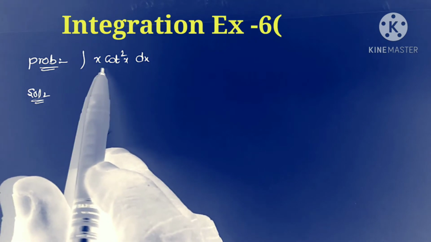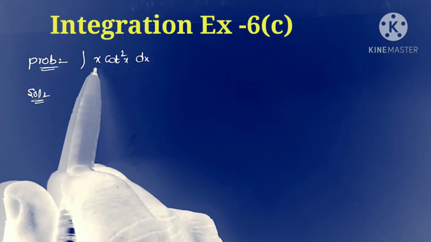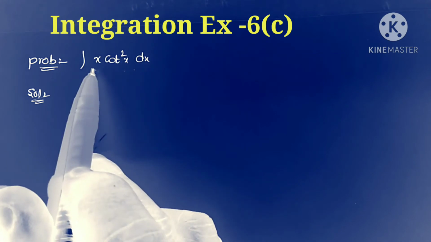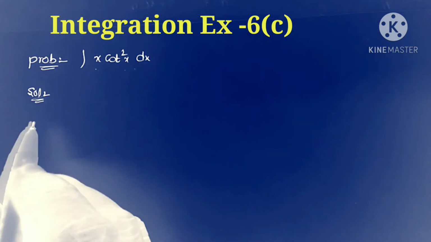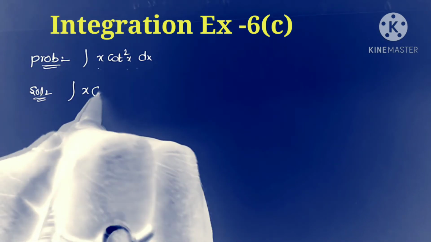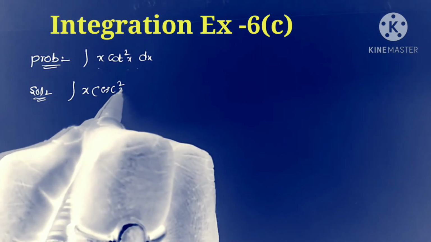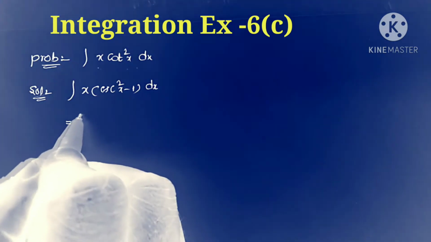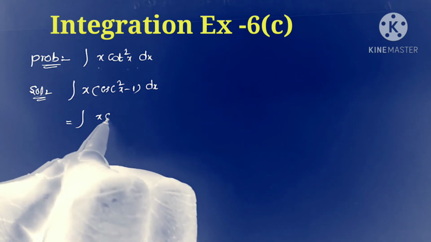First problem, integral cot square x dx. This is also the product of two functions, so here also we apply the formula integral fg dx. Before applying the formula, first I convert the given problem: in place of cot square x we take the value cosecant square x minus 1 into dx.